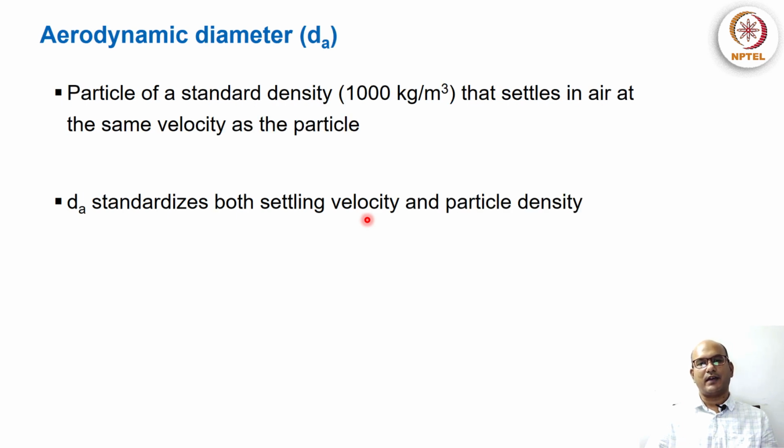Then finally we have the aerodynamic diameter, which is the diameter of a particle of a standard density, 1000 kg per meter cube, that will settle in the air at the same velocity as the particle. So now we have a standard density and also the standard settling velocity in the air. Our aerodynamic diameter standardizes both the settling velocity and the particle density, and generally when we talk about PM2.5, PM1, we are essentially talking about the aerodynamic diameter.